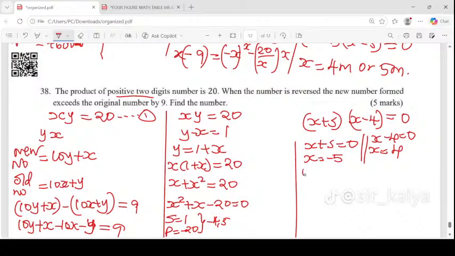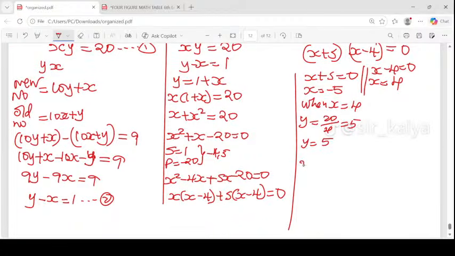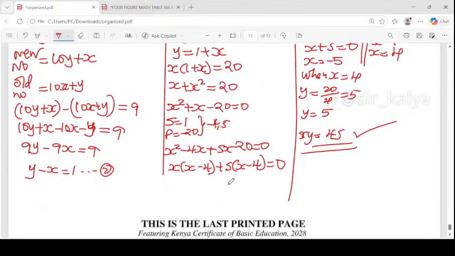So when x is equivalent to 4, y will be given by 20 divided by 4 to give you 5. Therefore, the value of y is 5. And find the number. The number xy is now 4, 5. That is the number, and that's how you get 100% in this paper.